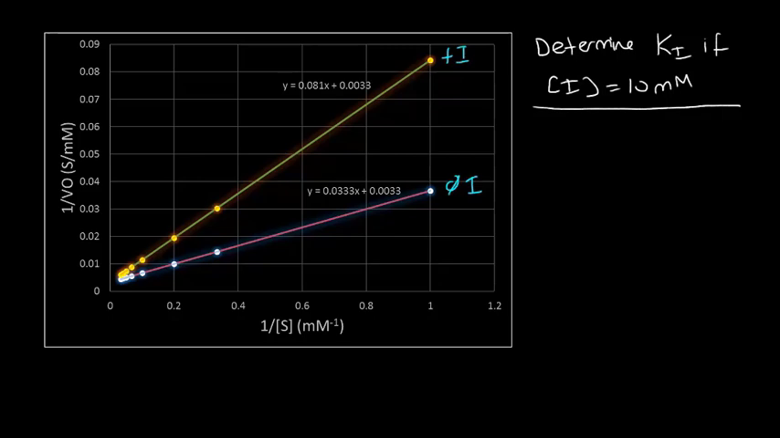Okay, so the very first thing we want to do is figure out what type of inhibitor we have present. And the slope and the y-intercept will give it away for us here. What we first notice is that our y-intercept values are the same. And if the y-intercept is the same, since b equals 1 over Vmax, then Vmax must be the same.